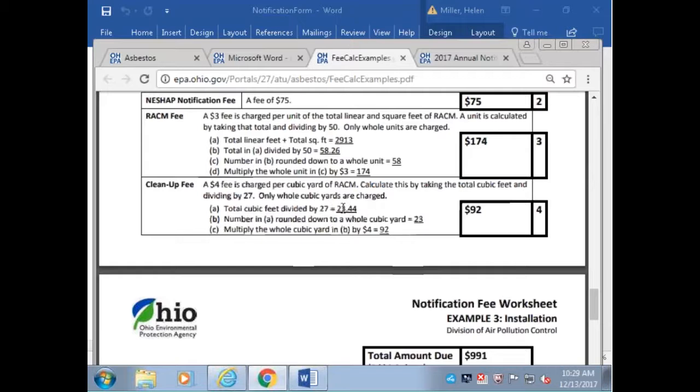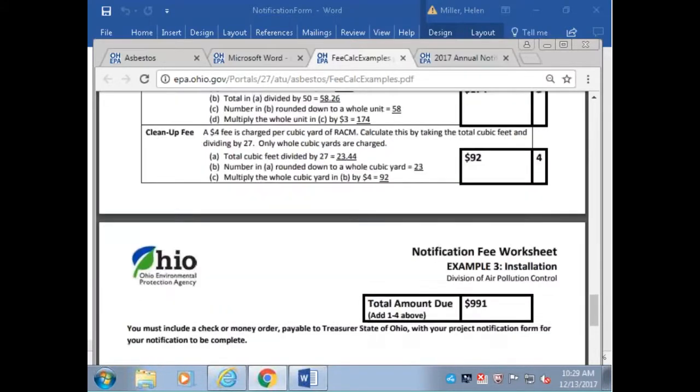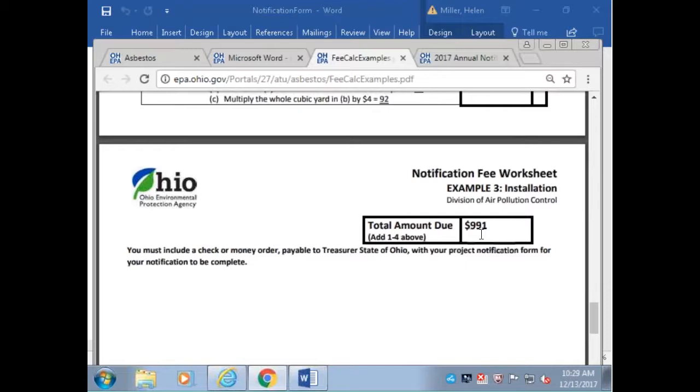So you take that total, divide it by 27, round it down to the lowest cubic yard, multiply it by 4, you get your 92, and you put that here. Then you total up 1, 2, 3, and 4. There's the amount that you are due. So that's what the check has to be coming in.